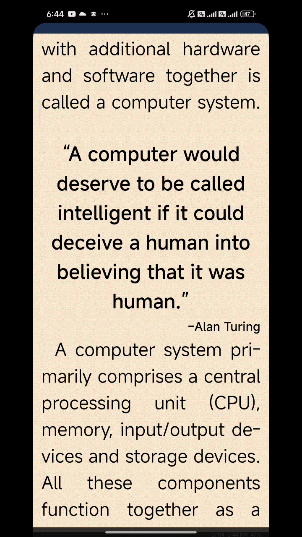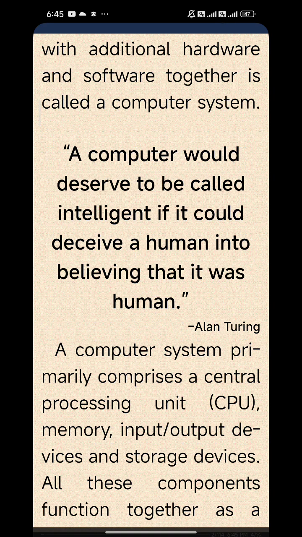A computer would deserve to be called intelligent if it could deceive a human into believing that it was a human. Alan Turing. A computer system primarily comprises a central processing unit (CPU), memory, input and output devices, and storage devices.